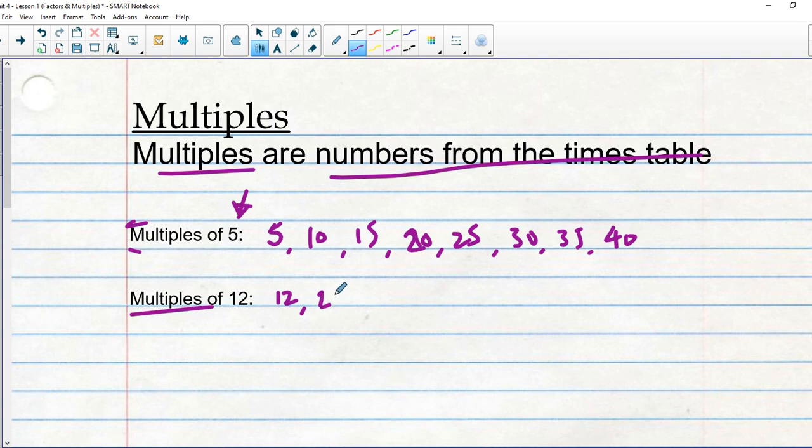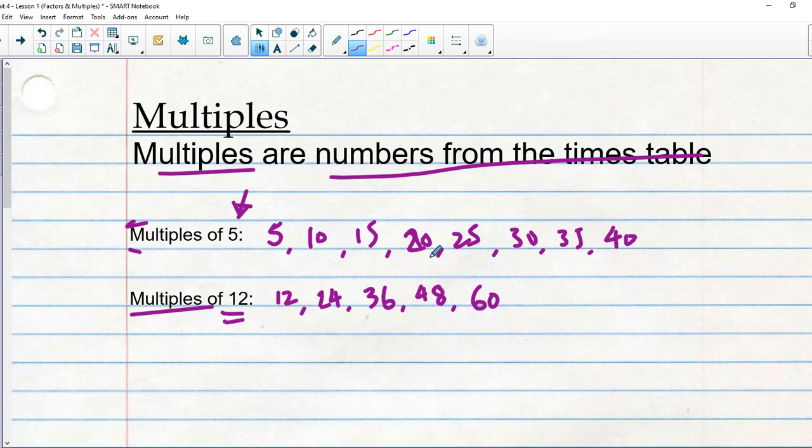24, right? I'm talking and writing slow because the computer is glitchy. What about the next number? Do you guys know? 36. Right? And what's the next number? Does anyone know? Yep, 48, right? You should be taking notes along with me right now. And what's the next number? Yeah, 60. Right? So these are the multiples of 12.